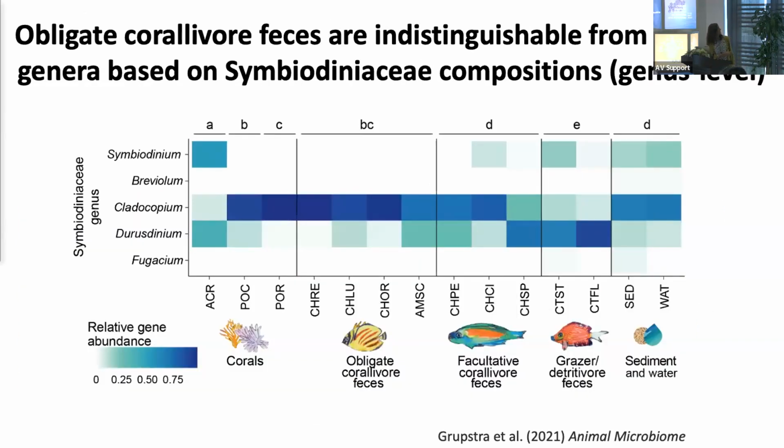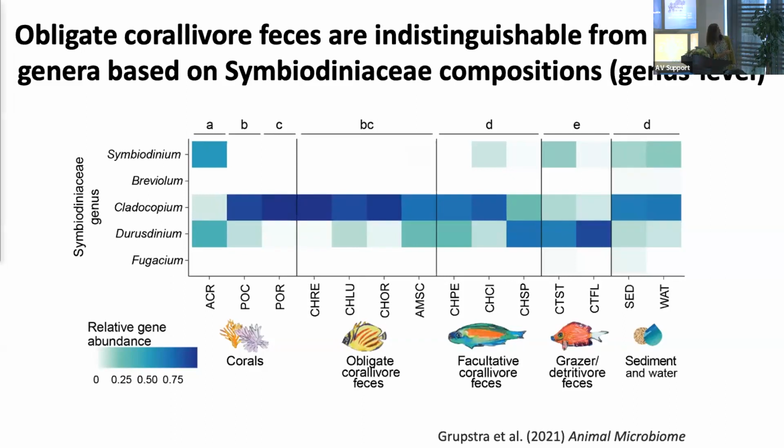And then again, these are Symbiodiniaceae genera, and I'm not going to go into depth with this here, but this is looking at whether or not the genetic identity of the symbionts in these different kinds of fish feces are similar to what a coral would actually host.